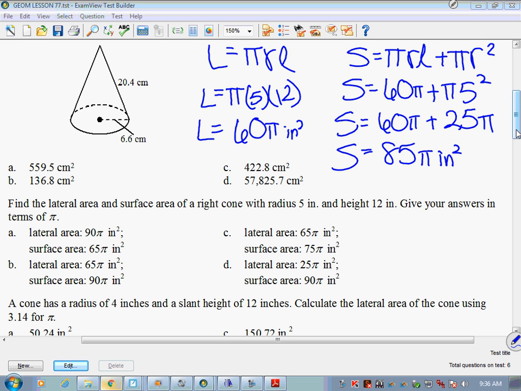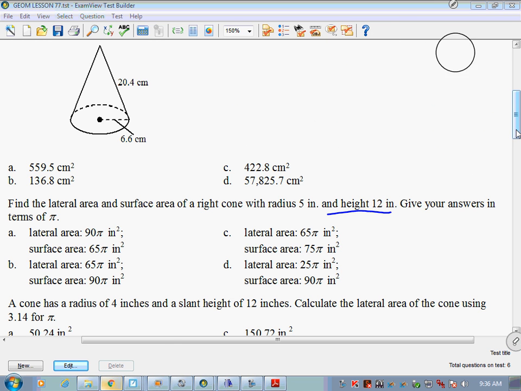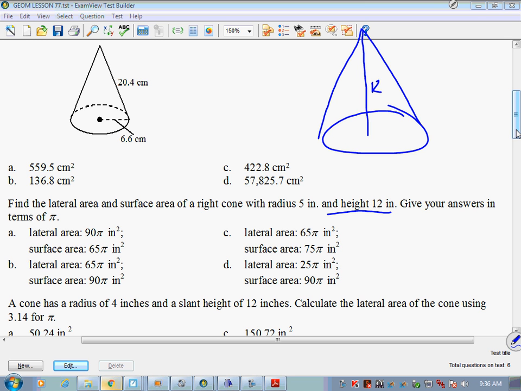Oh, I see what we did. They are referring to this as the altitude, which means we've got to do this. That's embarrassing, right? Do all of that wrong. All right, so what we have to do is, if this is 12 and it's a right cone and this is 5, my slant height is that guy right there.